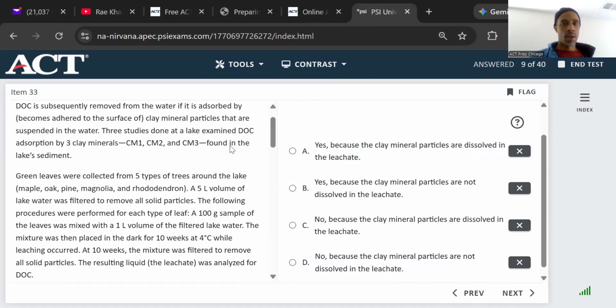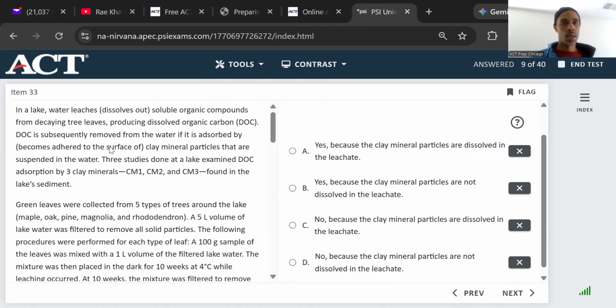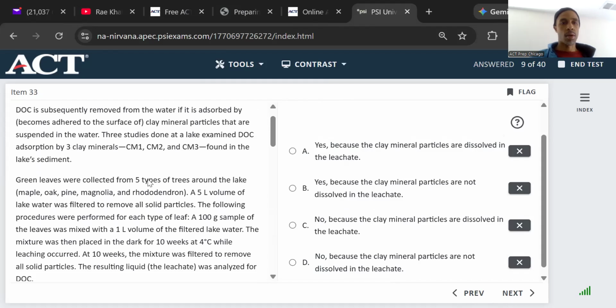Three studies were done that examined DOC absorption by three clay minerals. What is DOC? DOC is dissolved organic carbon. It's subsequently removed from the water if it is absorbed by clay mineral particles. Three studies were done at a lake to examine DOC absorption. So these clay mineral particles.